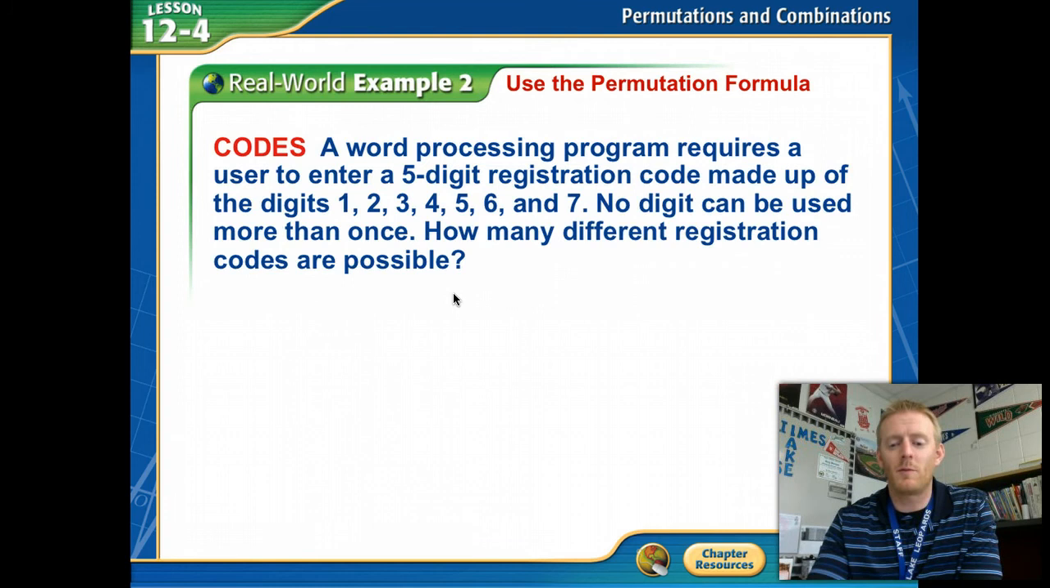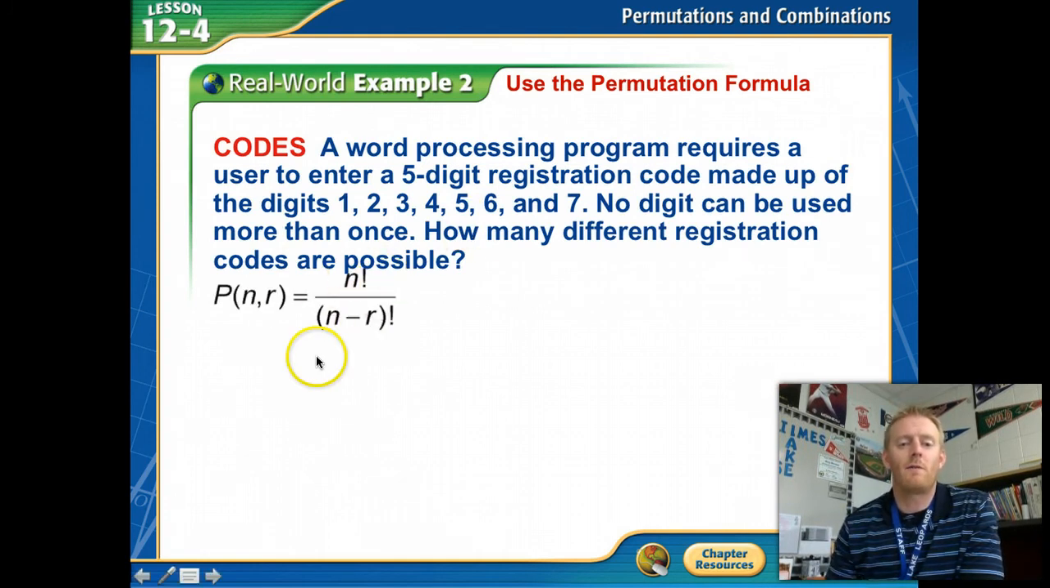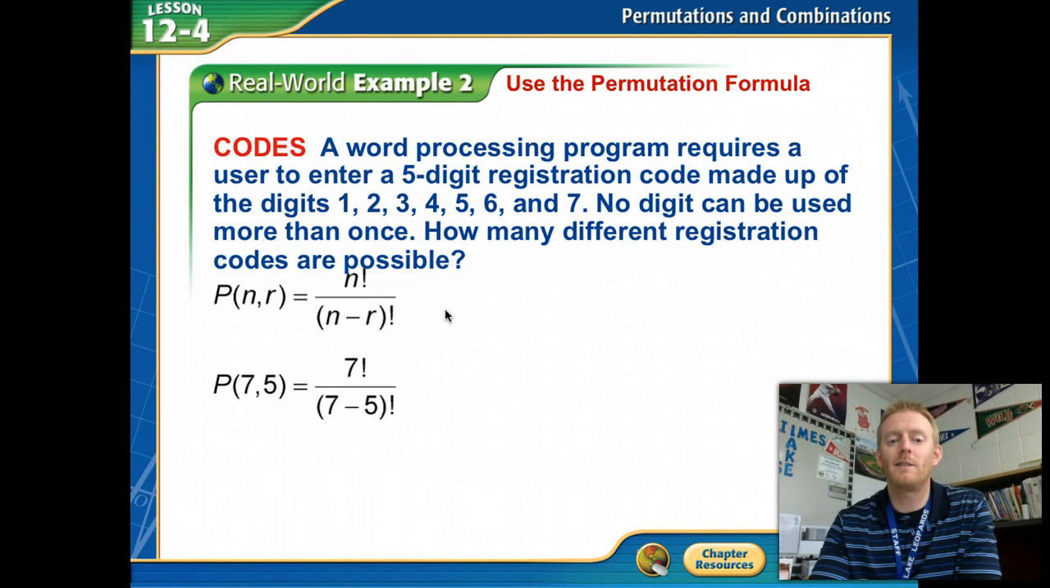Here will be our first permutation example. Remember that we have that formula. There is a 5-digit registration code, and there are 1, 2, 3, 4, 5, 6, 7 numbers here. So we're going to find out how many different registration codes are possible. Remember, a permutation, the order matters. That's why we have a registration code. So we plug in for n is 7 because that's the number of possible choices, and r is a 5.